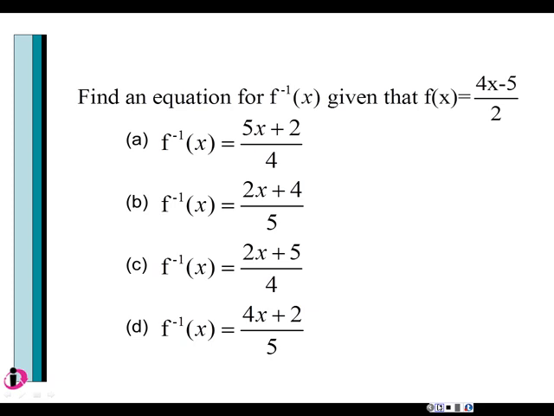So what is the answer? It's 2x plus 5 divided by 4, right? The right answer is C. Everyone has the right answer, C? Alright, so let's stop here for this section.